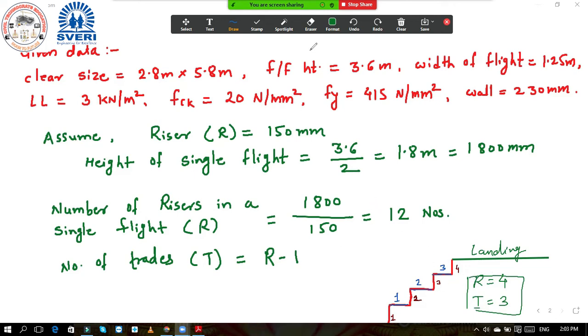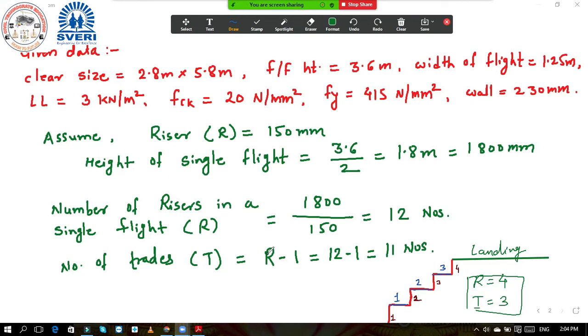Okay, so now continuing, R minus 1, that is 12 minus 1, which is equal to how much? 11. Okay, so how many treads are there? 11 treads are there. Now what we are going to do, we fix the dimension of the tread also. Now 11 treads are there with us.